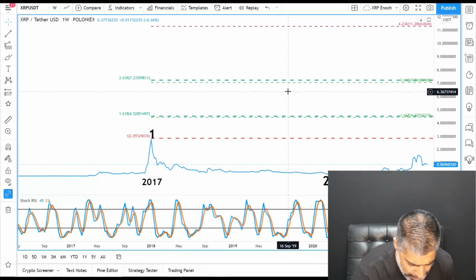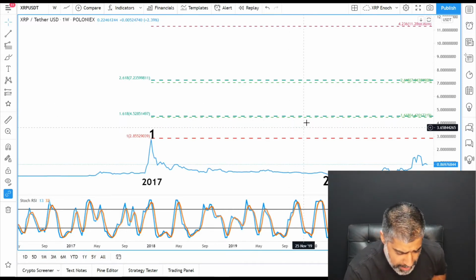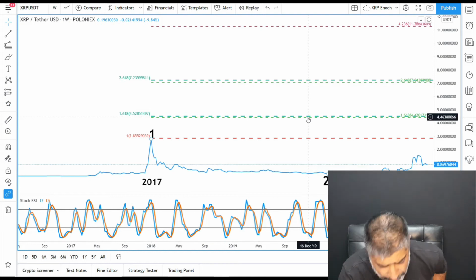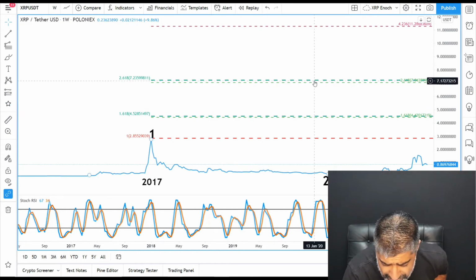XRP, let me bring this back up. What's likely to occur, highly probable in this particular bull run, or especially over the next 3 months, is going to be $4.50, and it might overextend to $7.10.